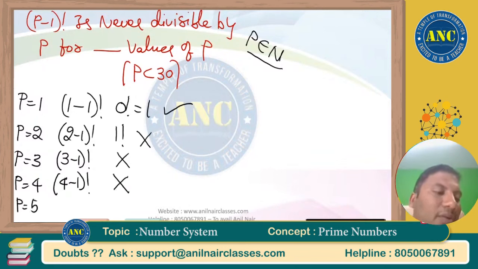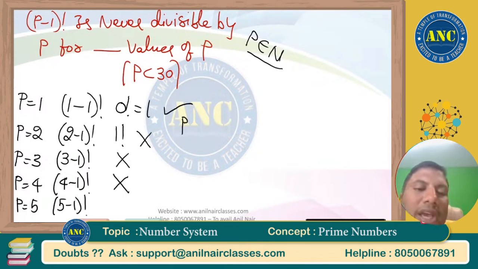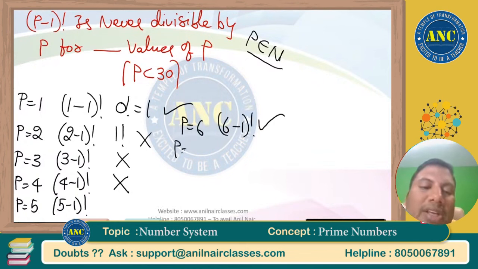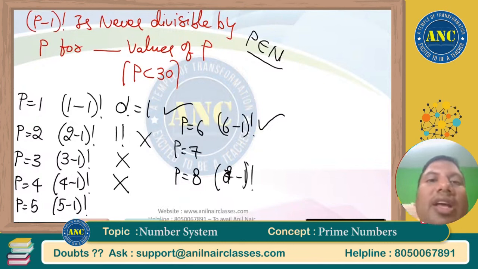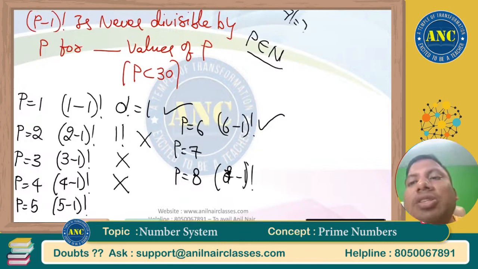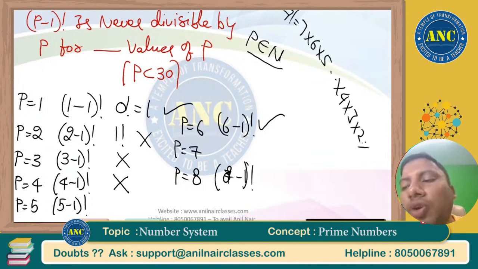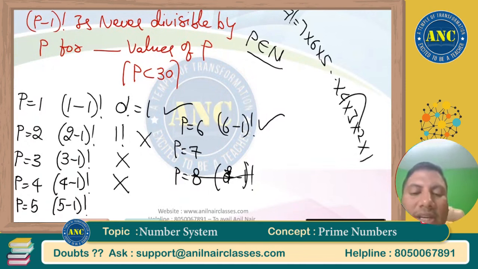No. If P is 5, (5 minus 1) factorial, 4 factorial is 24, divisible by P? No. If P is 6, (6 minus 1) factorial, 5 factorial, 120, divisible by 6. If P is 7, 8, we will stop here because I want to derive. 8 minus 1, 7 factorial. 7 factorial is nothing but 7 into 6 into 5 and so on up to 4 into 3 into 2 into 1. It is divisible by 8.